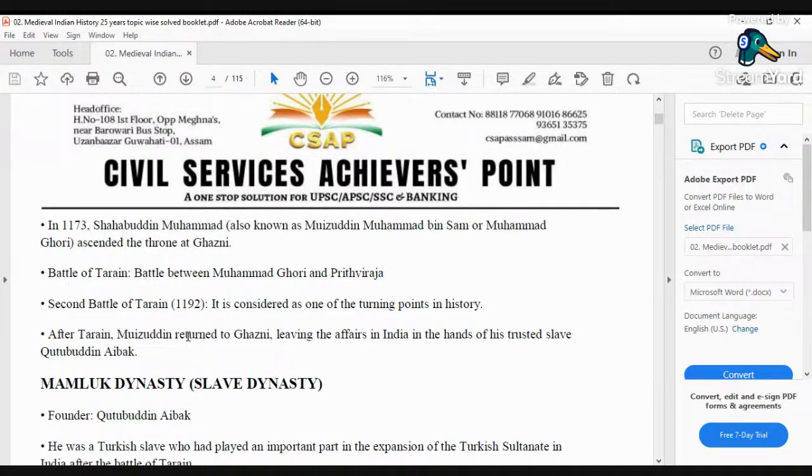I mean, he went on to establish it, and he appointed one of his slaves to look after the affairs. That particular slave in Indian history is known as Qutbuddin Aibak. He was one of the slaves of Muhammad Ghori. As you can see here, after the Battle of Tarain, Muizuddin or Muhammad Ghori returned to Ghazni, leaving the affairs in India in the hands of his trusted slave Qutbuddin Aibak.